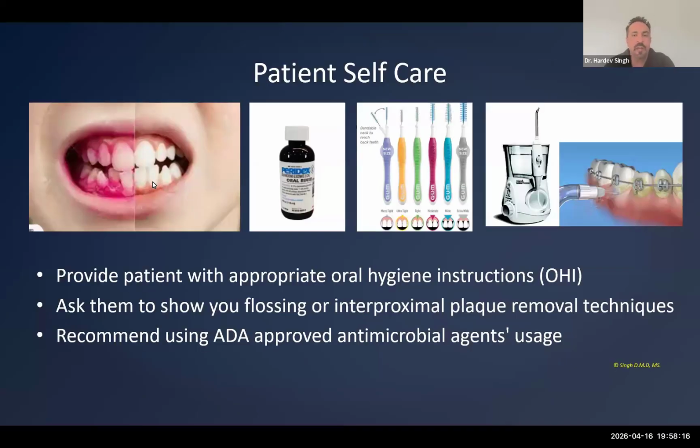So, patient self-care, I am a huge fan of water picks. It's a part of my daily routine to tell patients. I also tell patients on top of using a water pick, if you don't like flossing, please use proxy brushes. Please use Peridex as well.